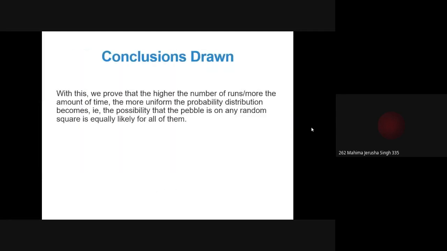Next. So with this, we prove that the higher the number of runs, the more the amount of time, the more uniform the probability distribution becomes. Or to put it simply, the Markov chain Monte Carlo simulation calculations converge to equilibrium after an infinite number of iterations.